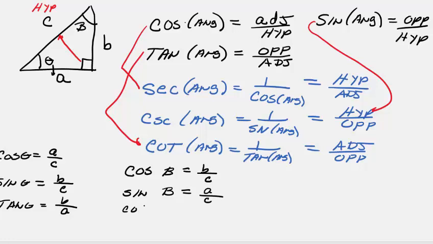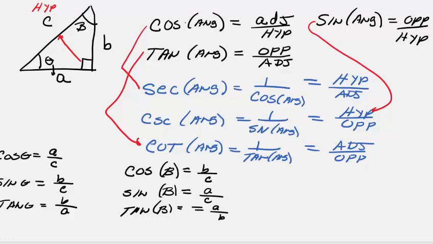What's the cotangent of beta? Don't want to do cotangent, I want to do tangent. Let's change that real quick. Put this down as tangent. What's the tangent of beta? Well, beta is going to be opposite, so it's opposite over adjacent, so it'll be A over B.